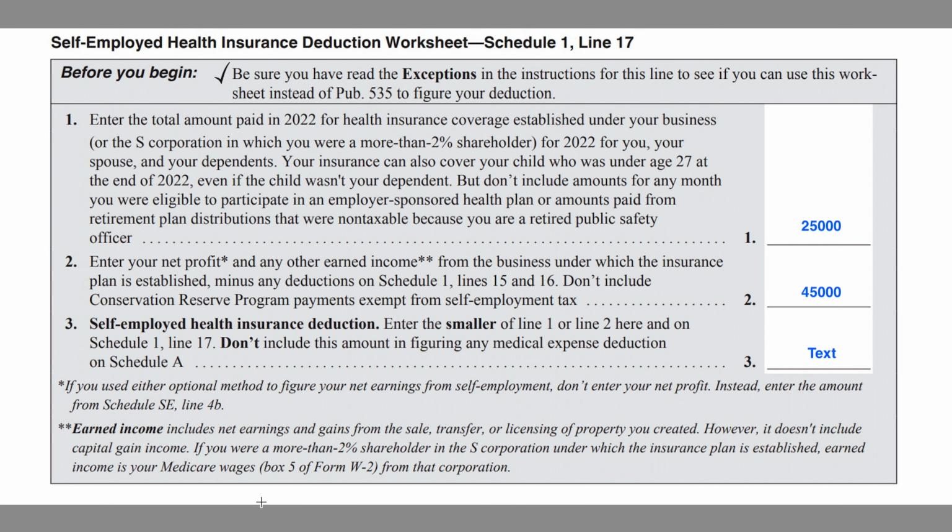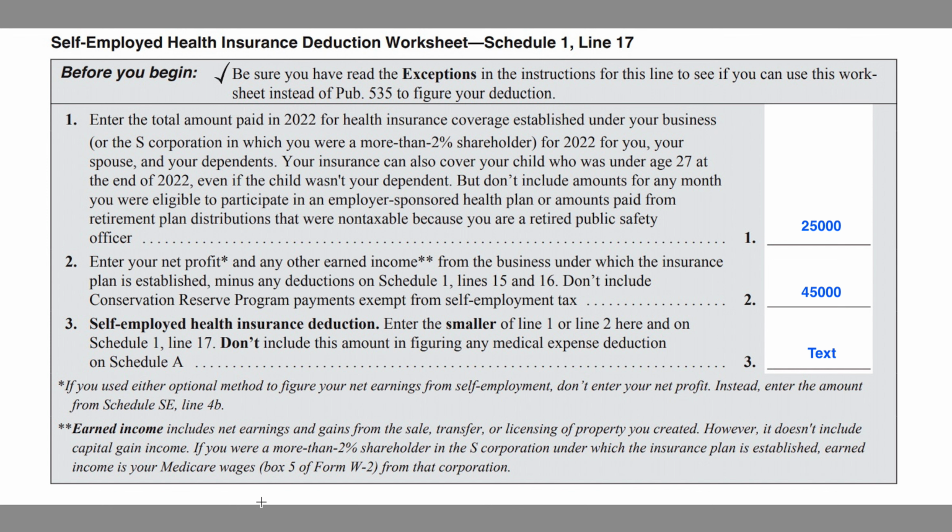You may have to use IRS Publication 535 instead of this worksheet located in the Schedule 1 instructions if you had more than one source of self-employment income, or you file IRS Form 2555, which is the Foreign Income Exclusion Form, or 3, you're using amounts paid for qualified long-term care to calculate your deduction. If any of those situations is true, then you have to use the worksheet located in Publication 535 instead of this one.